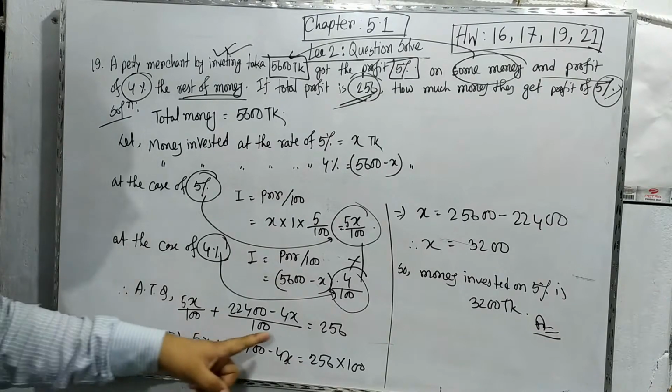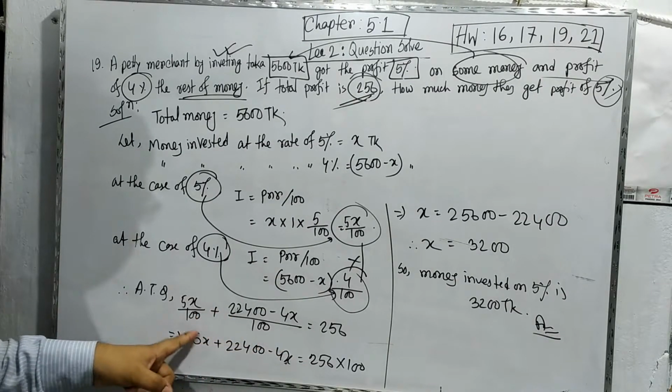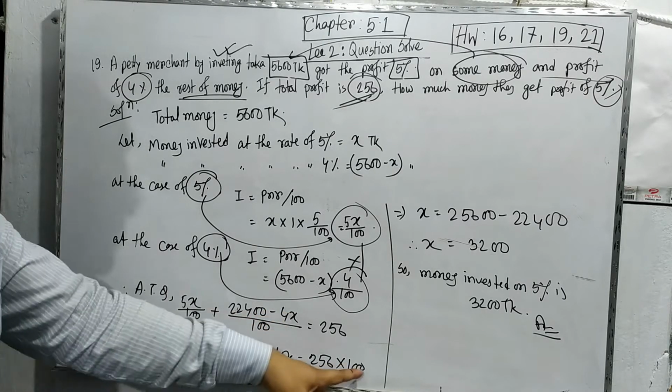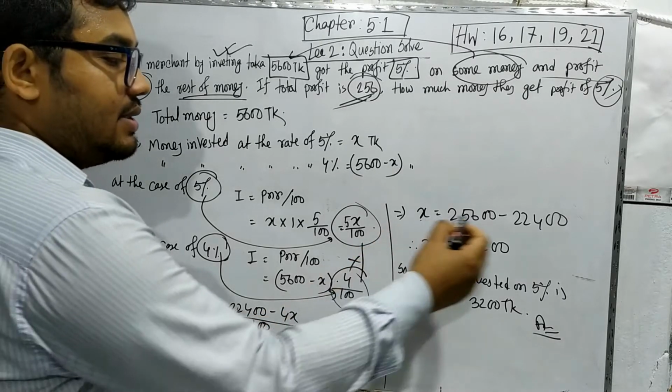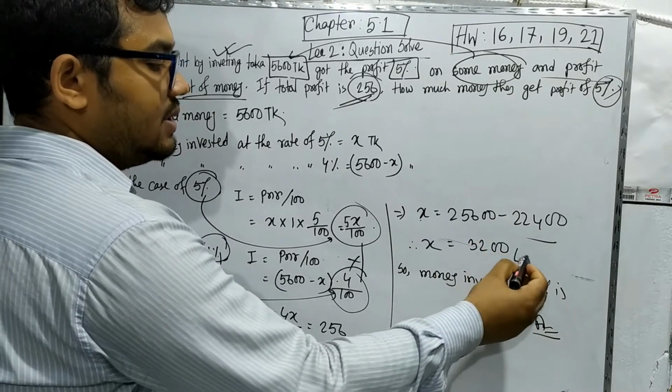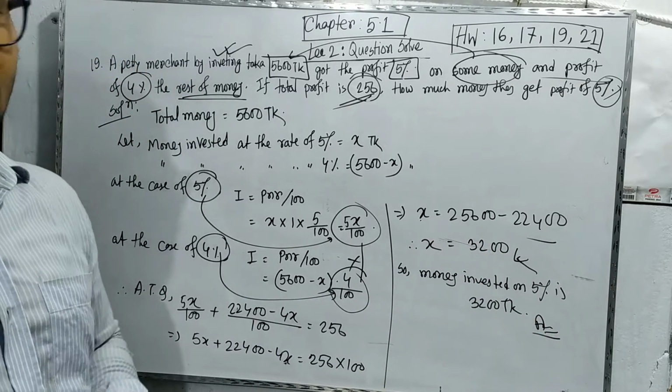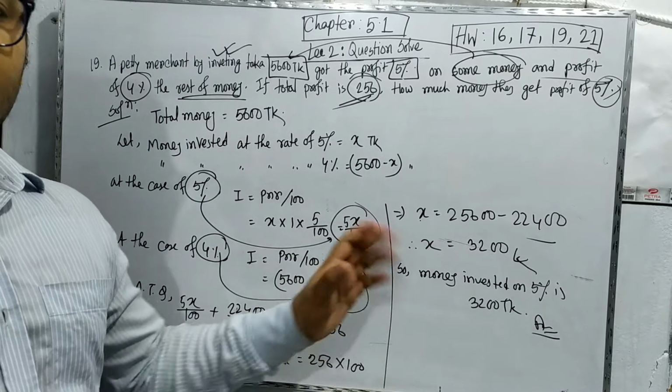After that, going for the LCM, if we go for LCM 100, it will be 5x plus this minus this, into 500 into this. Then we get x equal to this. So this is the value of the investment at 5%. So this is how we can solve these types of very important math questions.